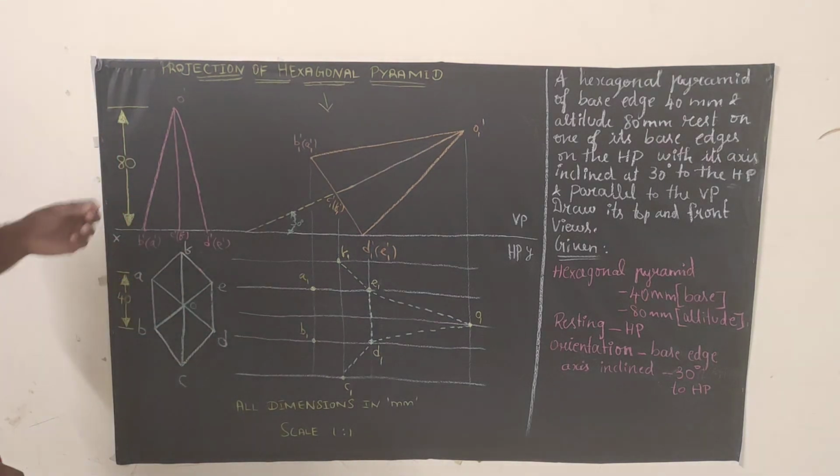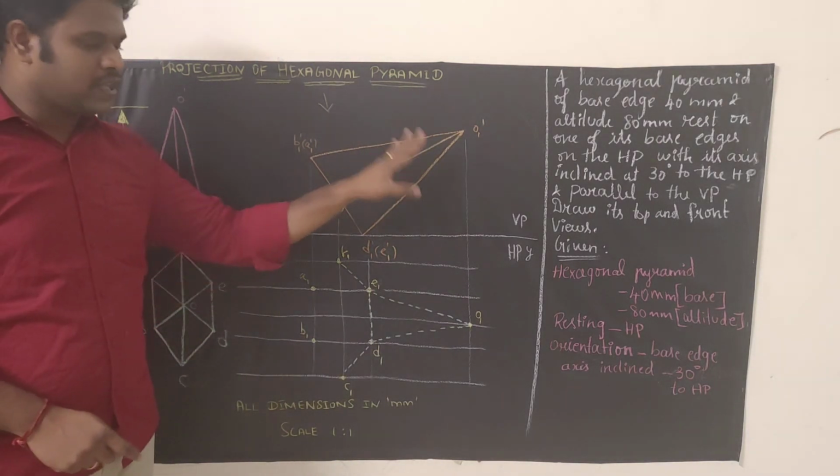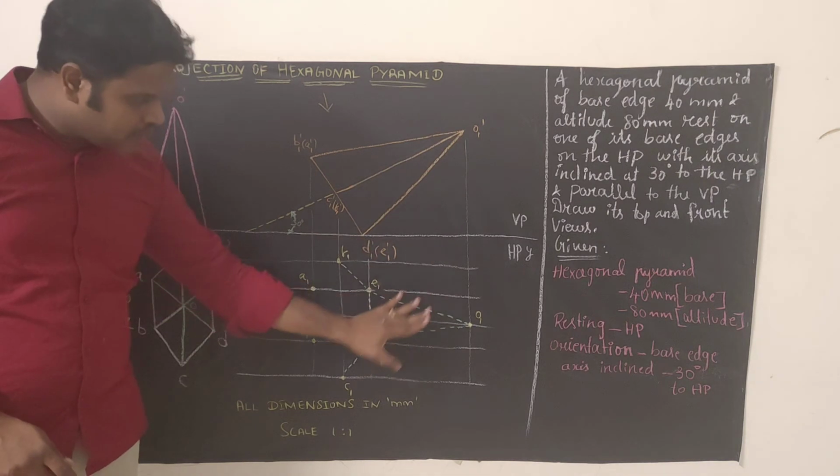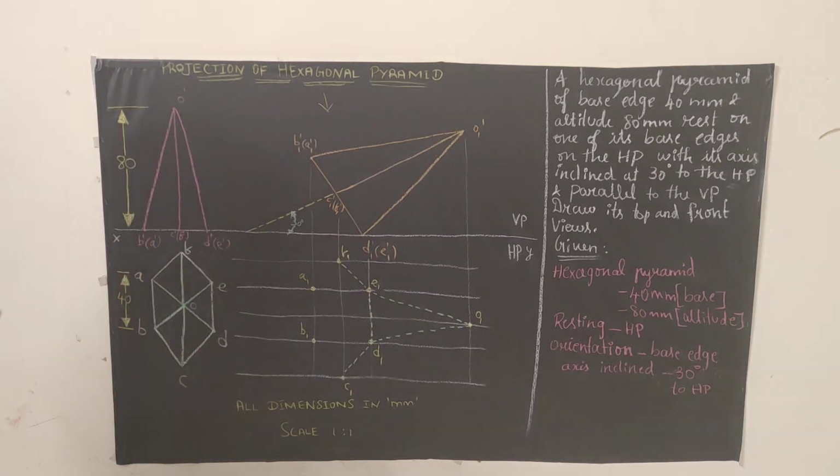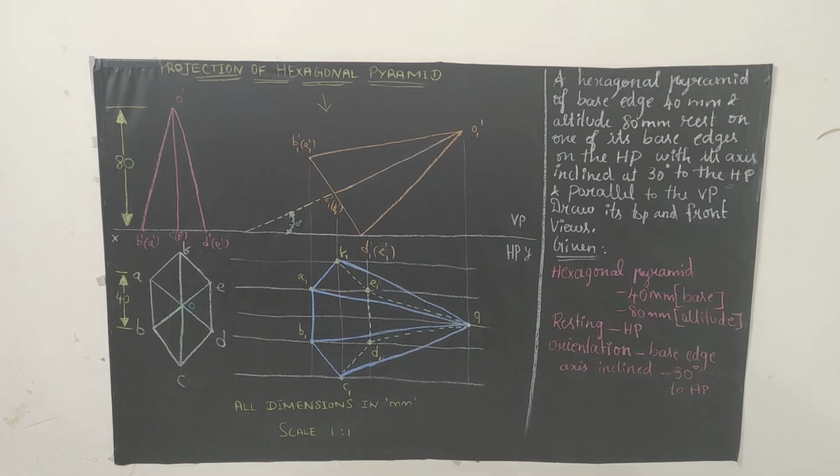I have not mentioned E1 or E1 dash and all. I am just finding the alphabet alone. Only these are the hidden lines. The remaining edges are the visible edges. So you just join all the visible edges so that you can get your solution. I will explain how to join the visible edges.